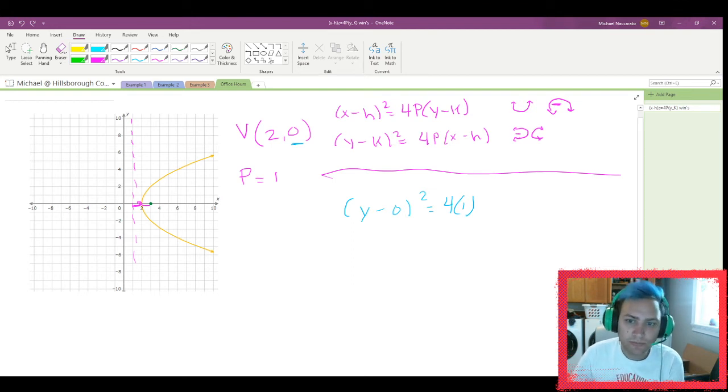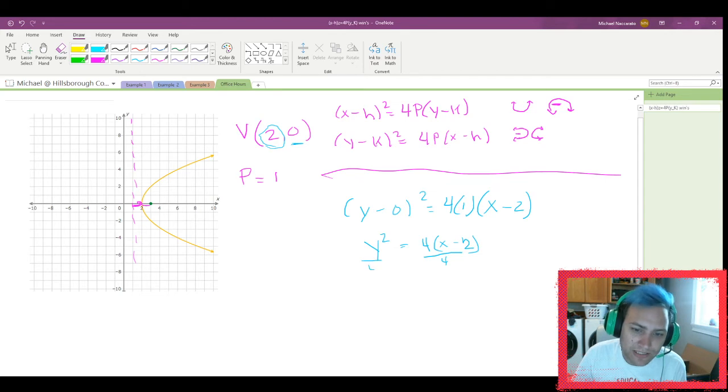So I have 4 times p, and then I have x minus h. Remember, the h comes from the first value in the vertex, the x value, so it's x minus 2. At this point, I can solve some of this. y minus 0 simplifies to just y, so I have y squared equals 4 times 1, which is 4, times (x minus 2). I don't really want to distribute that 4 because it would make more work, so I'm going to divide by 4.